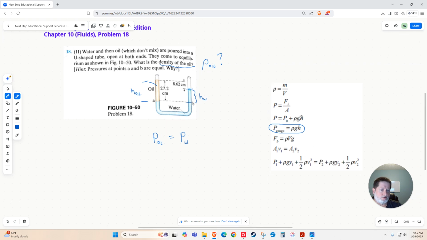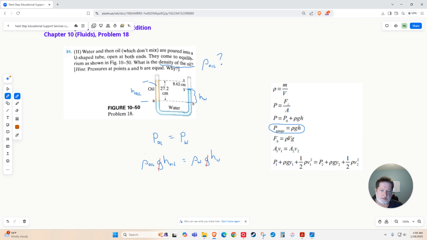I make the substitution from my equation sheet. I have the density of the oil, acceleration due to gravity, which is the same for all, and then the height of the oil. That's going to have to equal the density of the water, again, acceleration due to gravity, which is the same for all, times the height of the water. As is often the case with many of these problems, my acceleration due to gravity is going to cancel here.